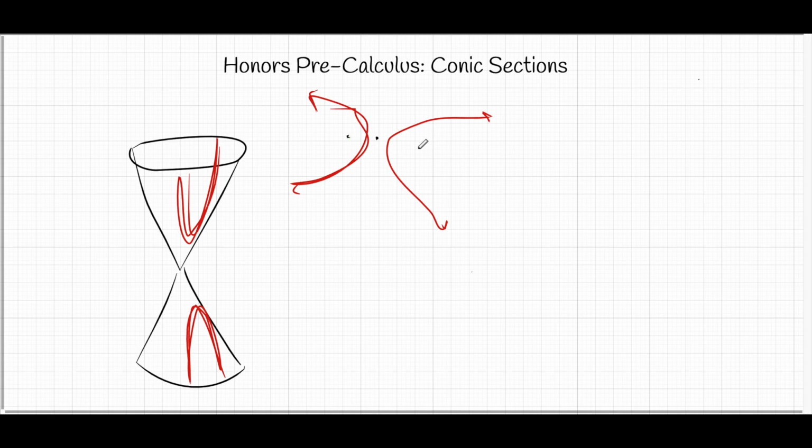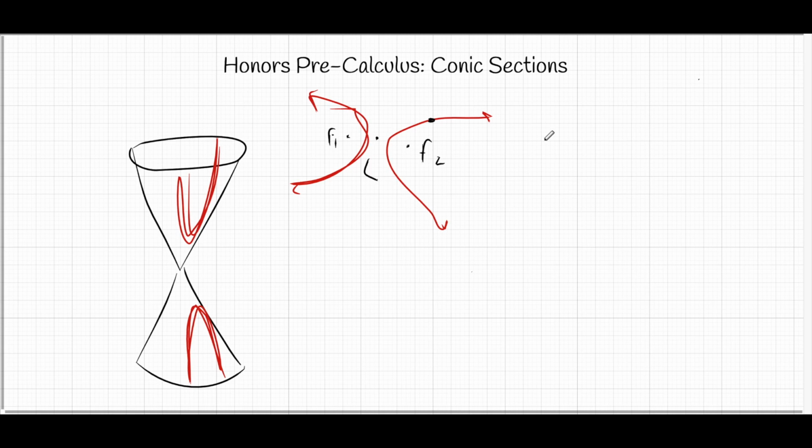The foci would be here, so again, I'll label it F1 and F2. Let's assume there's a point here. This minus this, the difference of the two lengths, would be the same as, for example, if I have something all the way here, this minus this. It always would be the same. That's the definition of hyperbola. Again, these are foci.